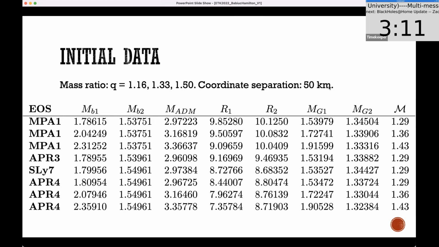Coordinate separation is 50 kilometers, and the chirp mass is between 1.29 and 1.43. 1.43 is characteristic of GW190425. You see that the radius is large for MPA1, which is a stiff equation of state, and is smaller for SLy and AP4. So SLy is a soft equation of state.